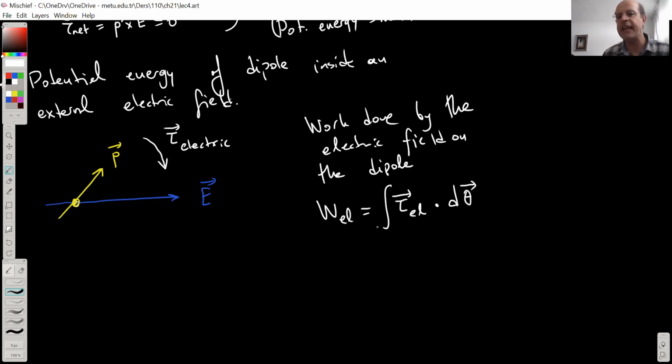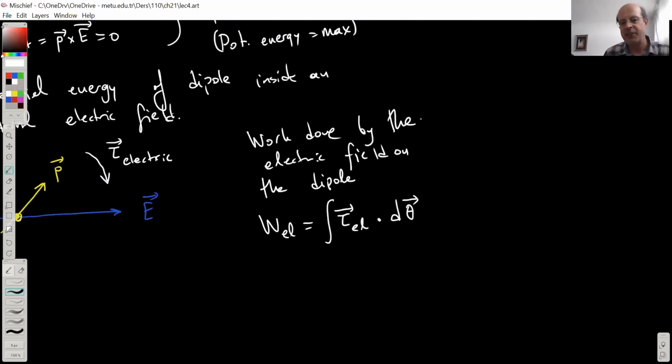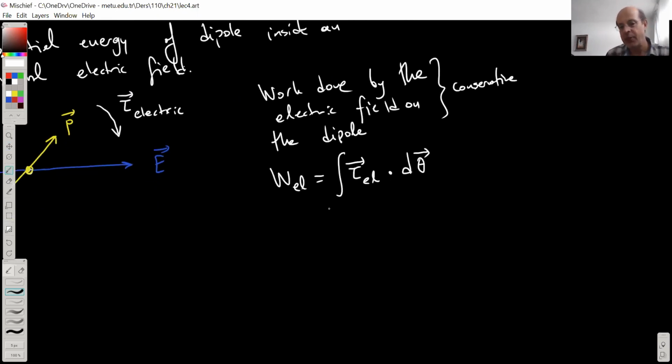But we know that the electric force is conservative. The electric force is actually conservative, but in any case, we can also show that this is the case in here. Therefore, I can express this work done by the electric field in terms of a potential energy. So as a result, we equate this to the negative of the change in the electric potential energy of the dipole.